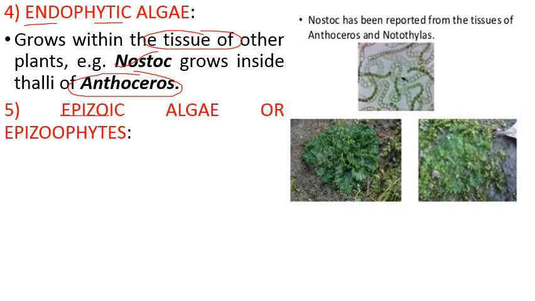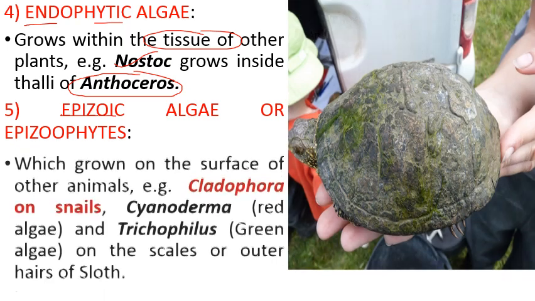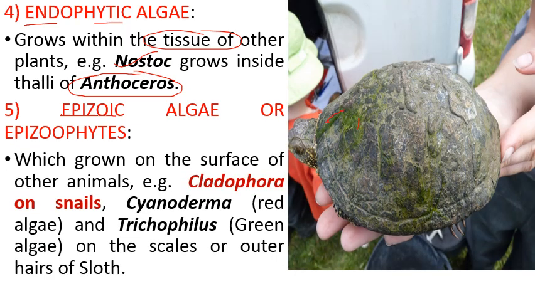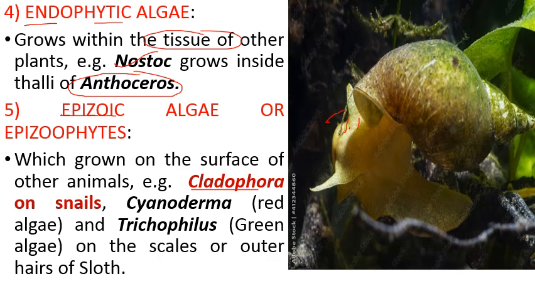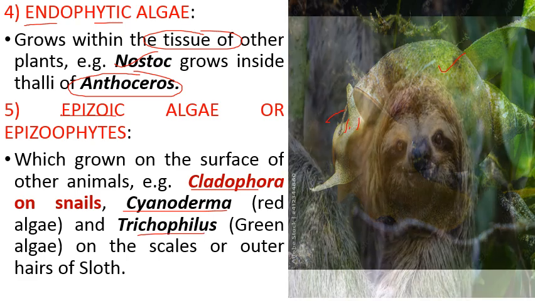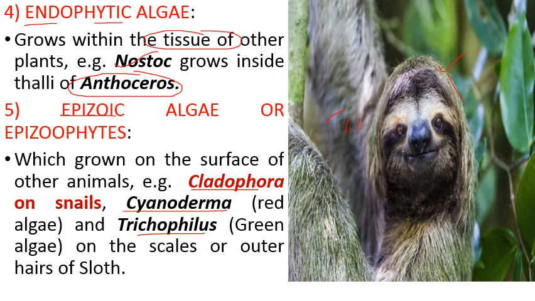Then we have epizoic algae. Epi means upon, zoic means animal. So algae which grow on the surface of animals. We can see here the reddish colored algae which grows on the shell of a turtle. It grows on the surface of other animals, like we have Cladophora on snails, growing on the shell of the snail. Then we have Cyanoderma and Trichophilus. Cyanoderma is a red algae while Trichophilus is a green algae that grows on the scales and hairs of sloth. This is termed as epizoic algae.